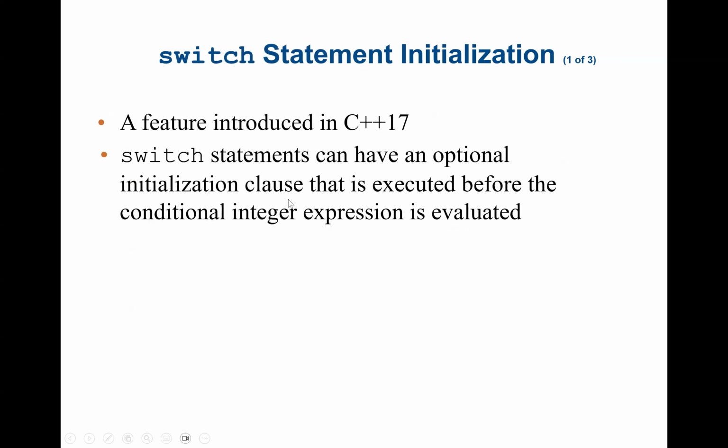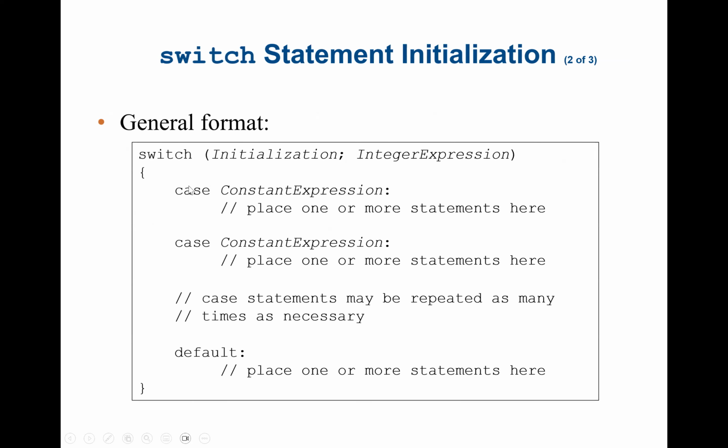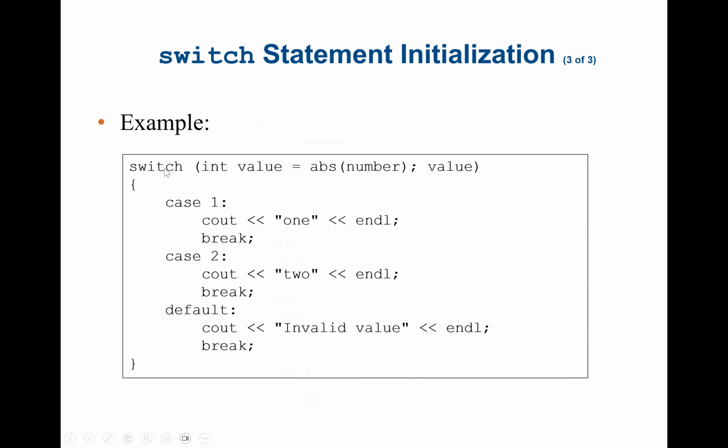So switch statement initialization was introduced in C++17. In this case, the switch statement can have an optional initialization clause that is executed before the conditional integer expression is evaluated. So this is the general format. We have a switch. This time we are going to have an initialization, then the integer expression. Then we may have the case, the constant expression, case 1, case 2, etc. Then we still have the default. So this is an example here. We have a switch statement. This time we declare a variable named value, and we initialize it to an absolute number.